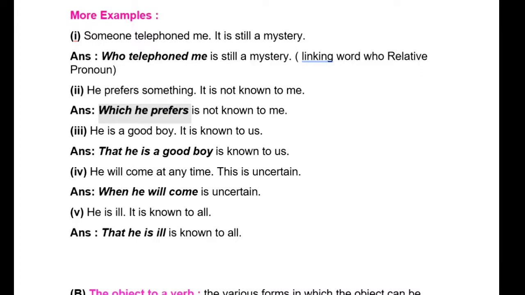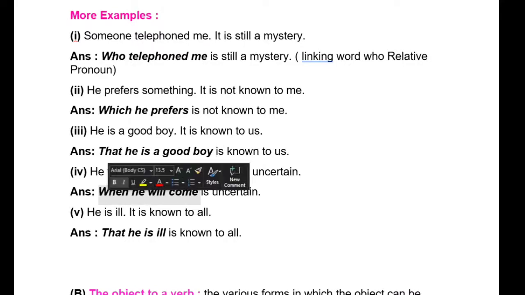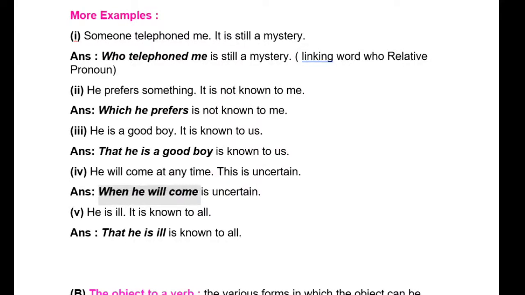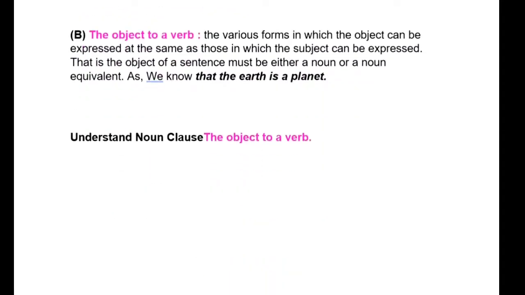He is a good boy, it is known to us. So "that he is a good boy is known to us." "That he is a good boy" is a subordinate noun clause subject to the verb "is." He will come at any time, this is uncertain. "When he will come is uncertain." This is subject to a verb. Okay, so we will move forward to the object to a verb. So what is object to a verb?